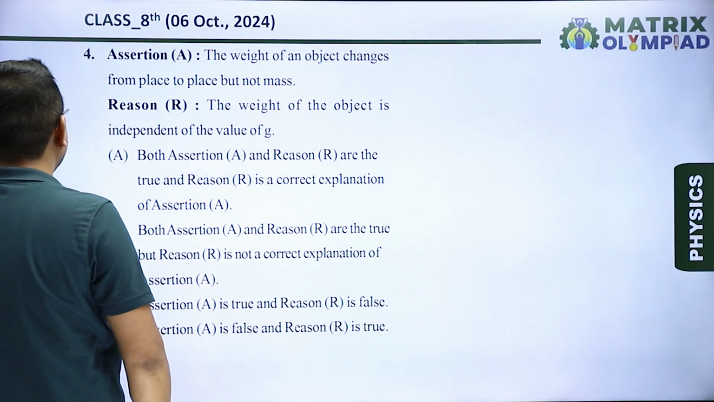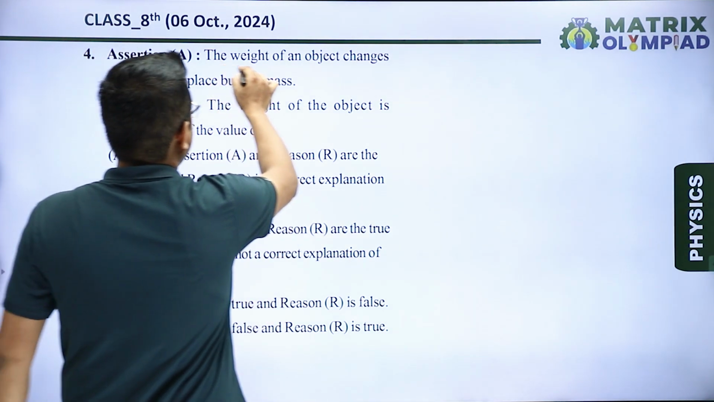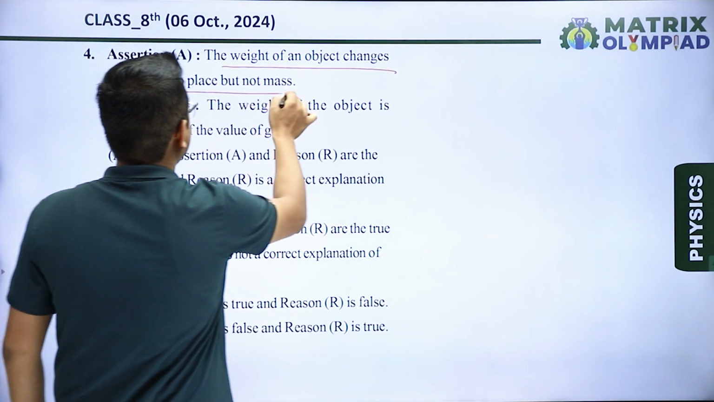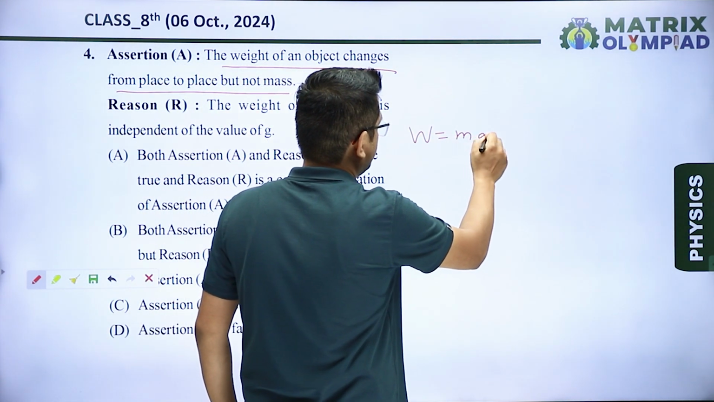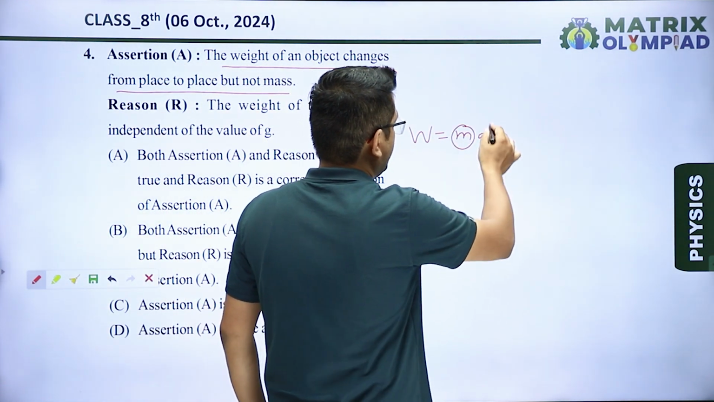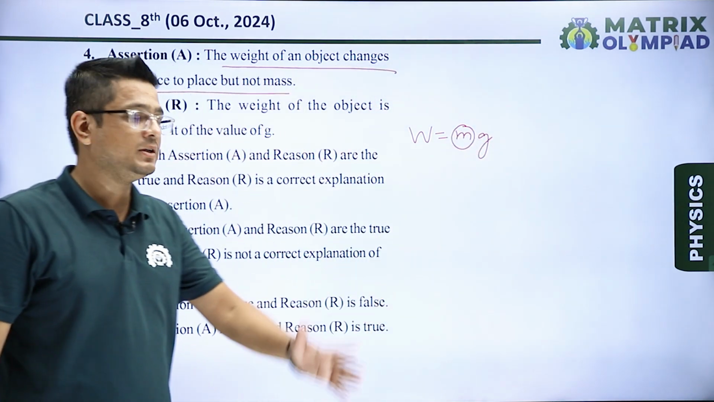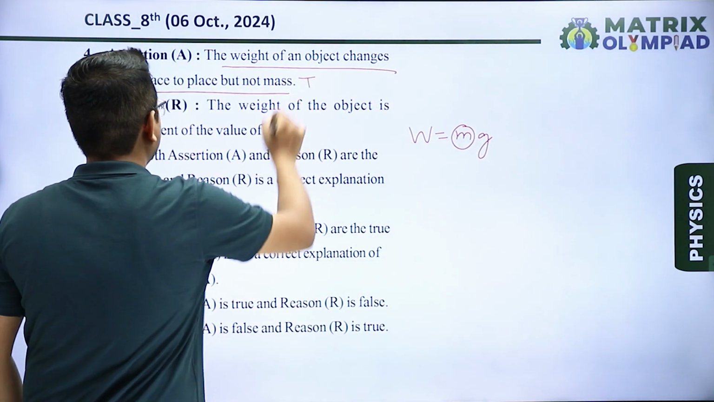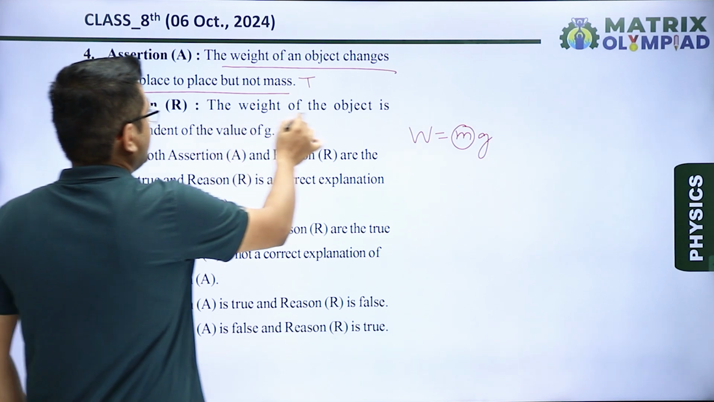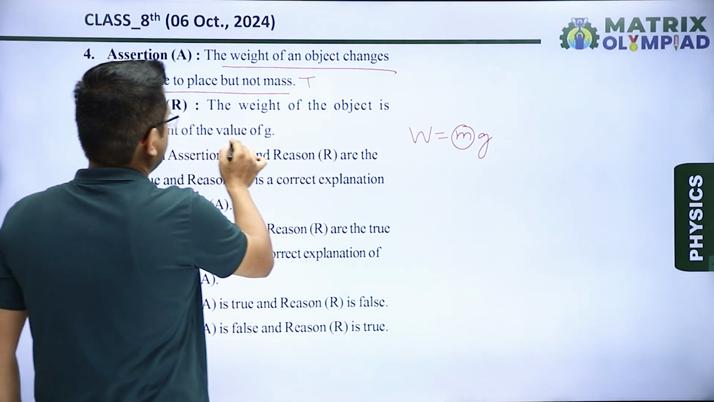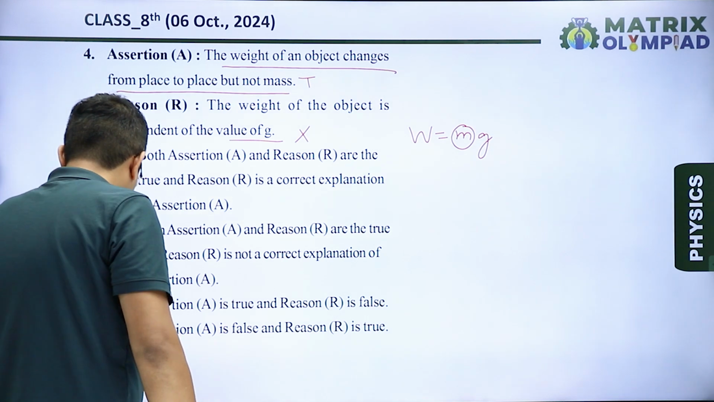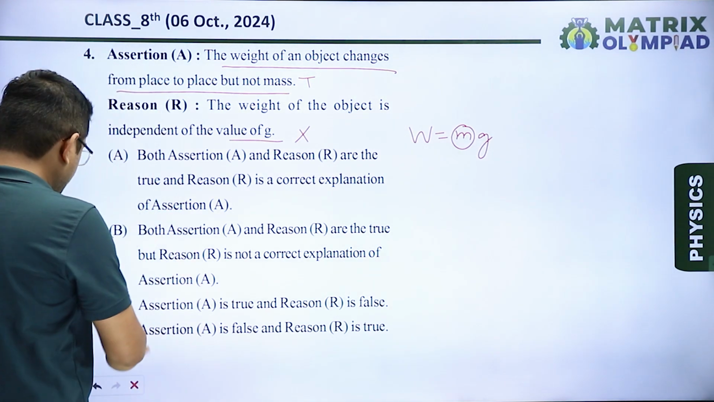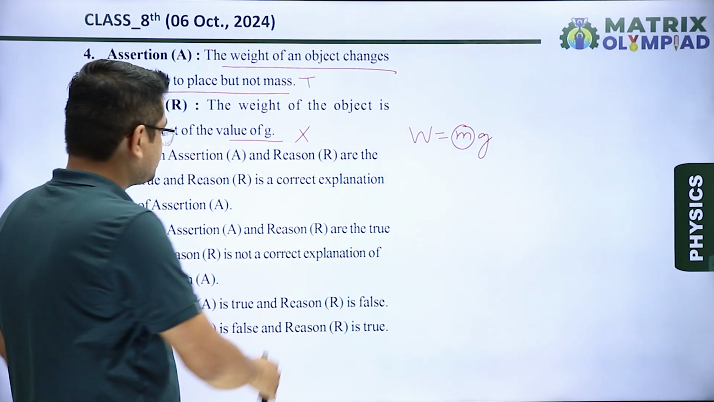Question number 4. Assertion: the weight of an object changes from place to place but not mass. Yes, because weight is given by W is equal to mg, where m is a constant and the value of g changes from one place to another place. So it is a true statement. The reason: the weight of an object is independent of the value of g. This is a false statement as we have discussed. So the correct answer will be assertion is true but reason is false. Option C is our correct answer.